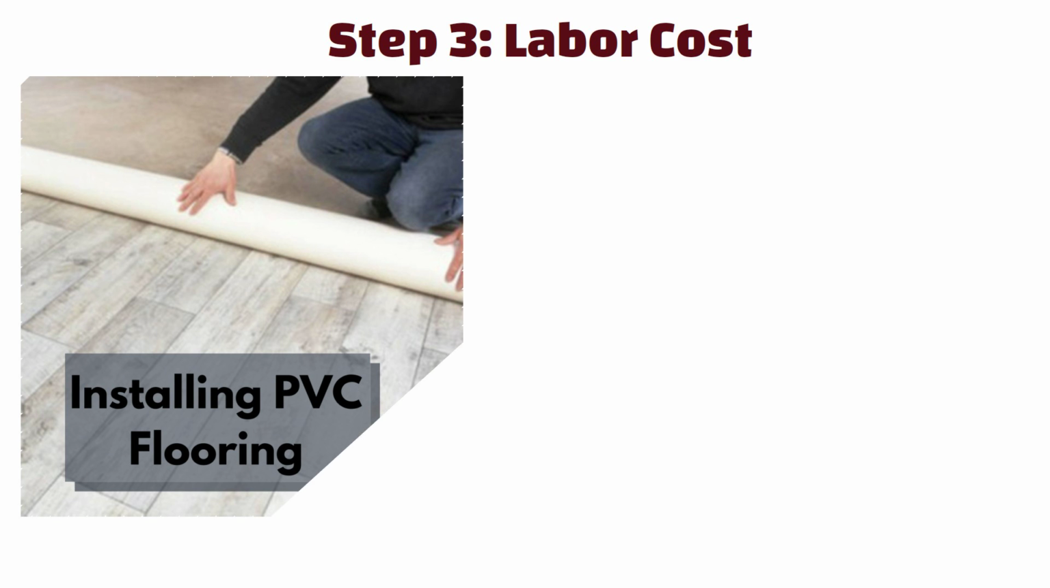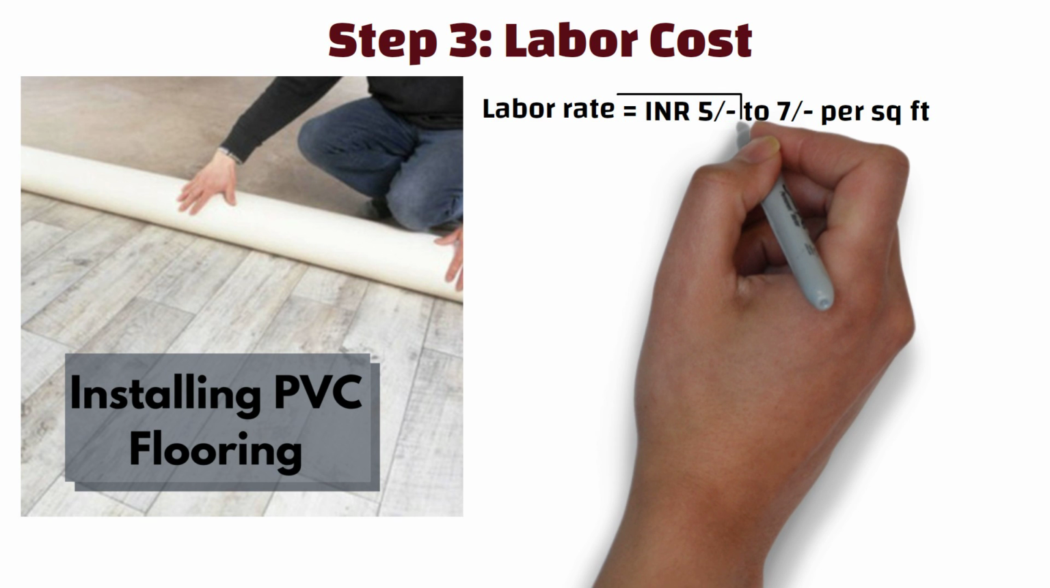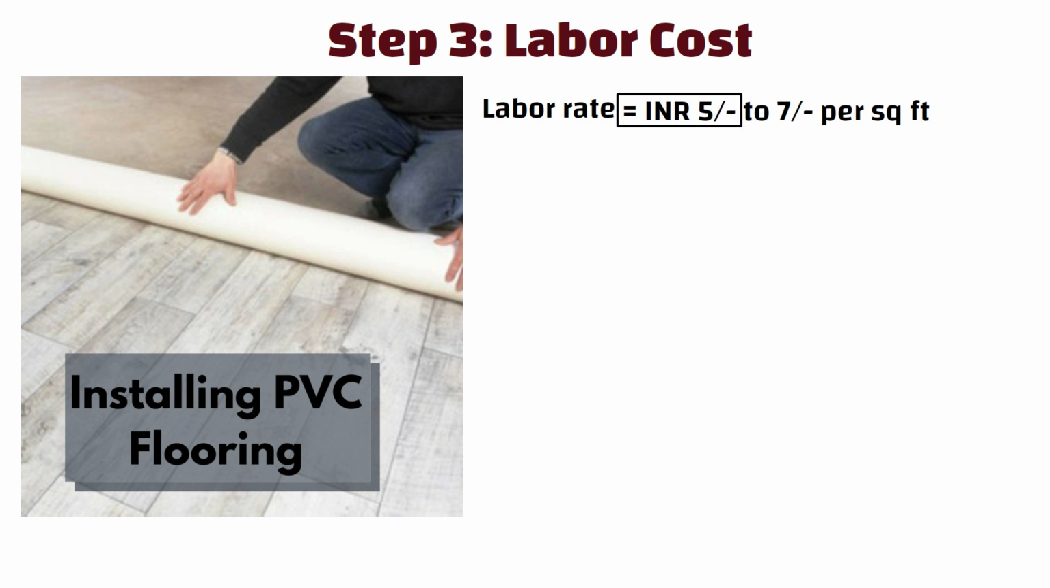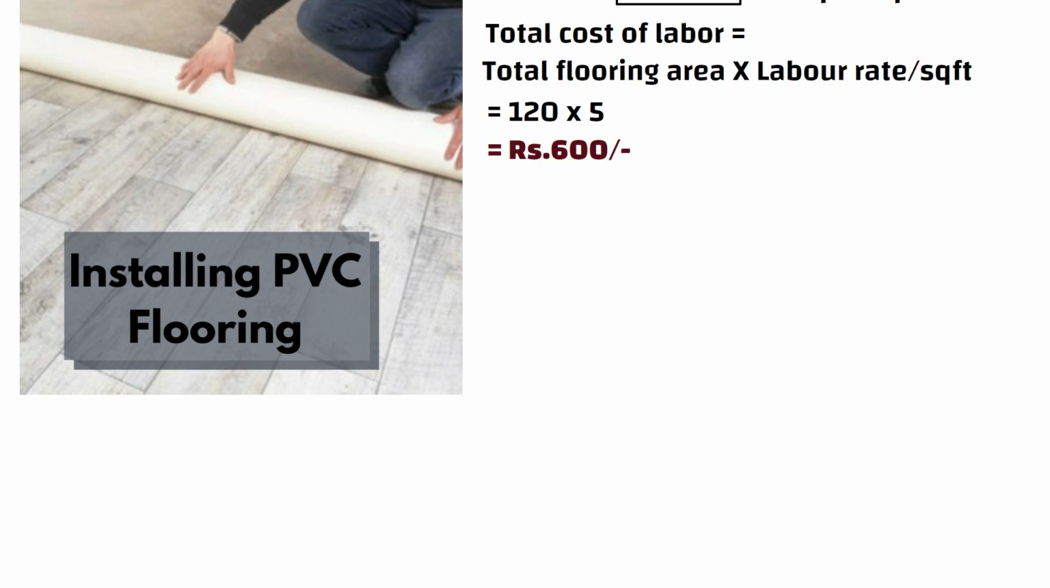The labor rate for fixing PVC flooring is between 5 rupees to 7 rupees per square feet depending on your location. Let us consider labor rate of 5 rupees per square feet. So the total cost of labor is equal to total flooring area into labor rate per square feet. 120 into 5 is equal to 600 rupees.